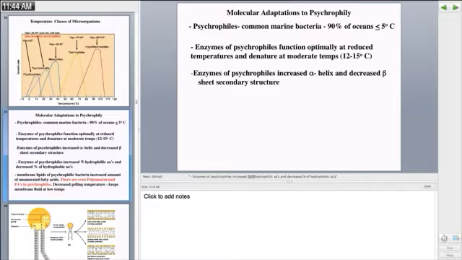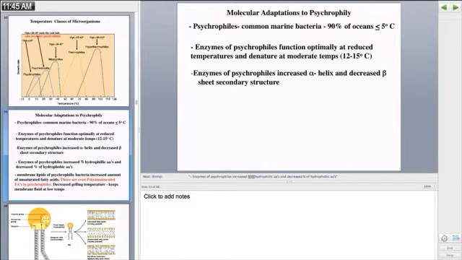And if you think about how enzymes work, whether it's a biosynthetic enzyme or a hydrolytic enzyme, it needs to be able to move. It needs to be able to physically change its conformation in order to accomplish that enzymatic activity. If that protein can't move at low temperatures because of a lot of beta sheets, it's not going to be functional. So evolutionarily over time, these microbes have changed the analogous proteins.